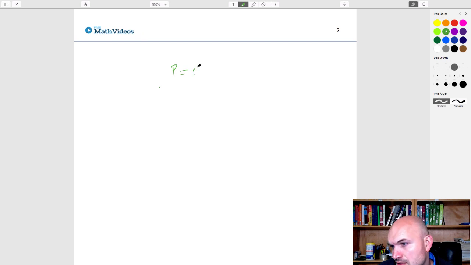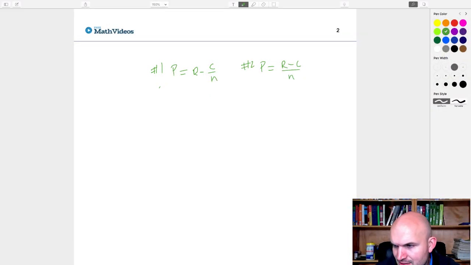P is equal to R minus, is it C over N? Or were you trying to write R minus C over N? I don't know why it keeps on kicking me out. Sorry about that, guys. Hopefully, it looks like it's back up. So I'll go ahead and solve for R.